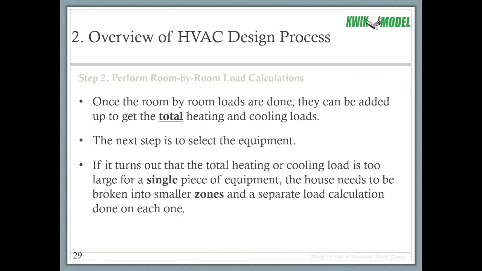Once the room-by-room loads are done, they can be added up to get the total heating and cooling loads. That's our block loads. Once you have your block loads, then you can select your equipment. If it turns out that the total heating or cooling load is too large for a standard piece of residential size equipment, the house can be broken into smaller zones. Or you can go to commercial equipment, but typically they will just break the house into smaller zones. And then you can do separate block loads for different parts of the house.